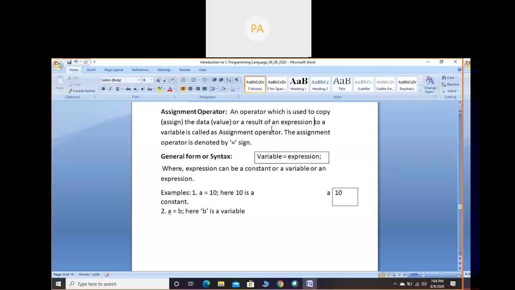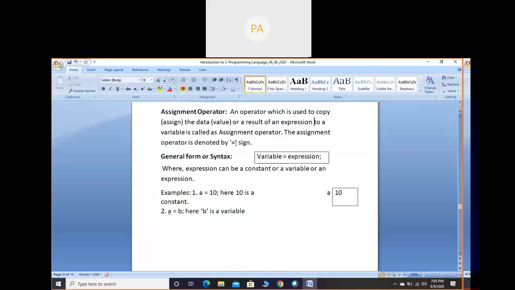So an operator which is used to copy, that means to assign the value or the result of an expression. Expression is nothing but equation. So whenever an equation is there or an expression is there, we will expect some result, and that result, if we want to copy to a variable, then we will use this operator, that is assignment operator. The assignment operator is denoted by equals to sign. Okay, so we should not include these single quotes, I just wrote them to indicate. So actually we have to use only the equal to sign to denote assignment operator.